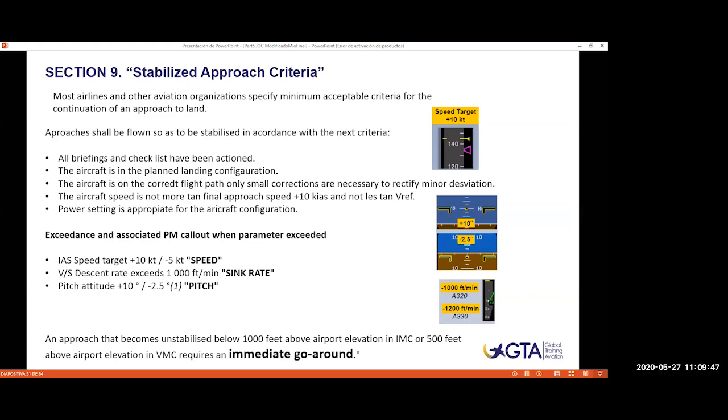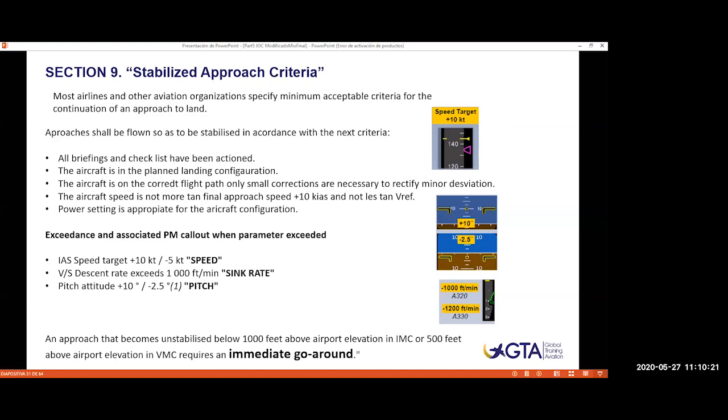So, stabilized approach criteria, because it's something that most of the airlines and also organizations say: please, you have to be fully stabilized at a specific altitude that depends on the company, in the SOPs of the company. But we say, when we reach this altitude, that normally by common sense is 1000 feet, the aircraft has done all of the things before landing.